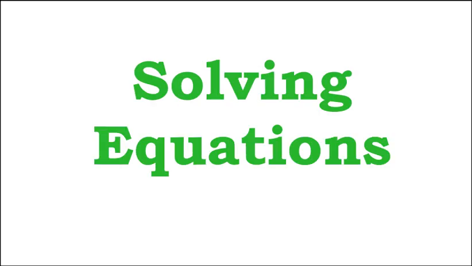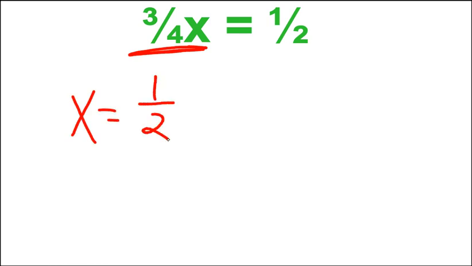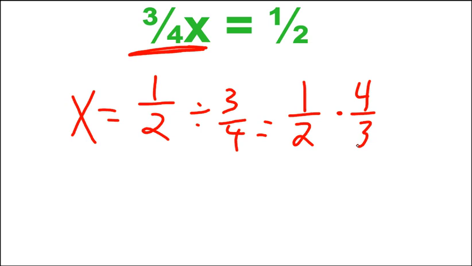Speaking of equations, we gotta solve equations. We solve equations by doing the opposite. So what type of math is being done right there? That's multiplication, so that means we gotta divide. So we would have x equals 1/2 divided by 3/4. When we divide with a fraction, we do keep, change, flip. So keep, change to multiplication, flip, multiply, straight across top, straight across bottom.